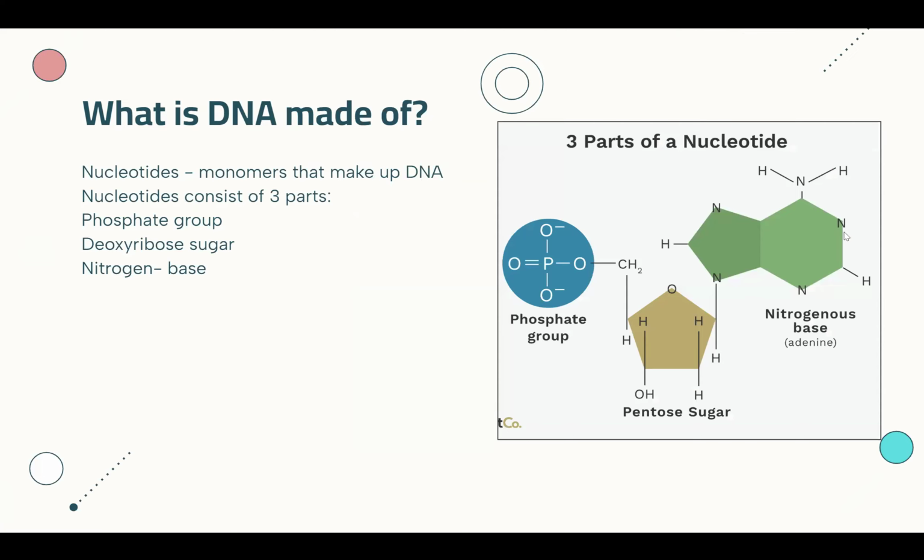Over here you can see an example of a DNA nucleotide, okay? DNA is made up of nucleotides, so that's this whole molecule, the monomers that make up DNA. Those nucleotides are broken down into 3 parts. This is the phosphate group, the deoxyribose sugar, so this is the pentose sugar, and then this is the nitrogenous base. In this case, this is adenine, which is one of the nucleotides that makes up DNA, but this all together makes up a nucleotide, with 3 different parts.